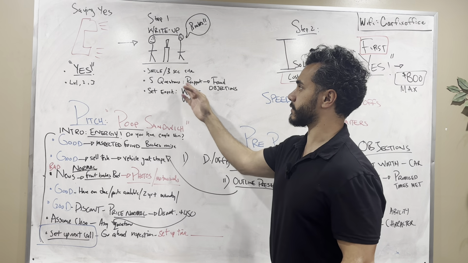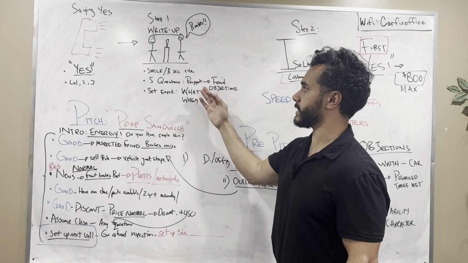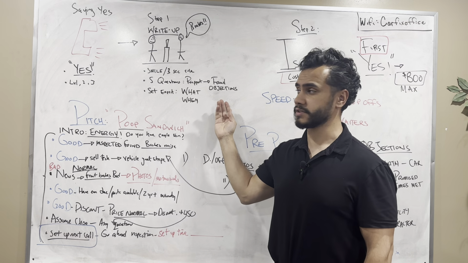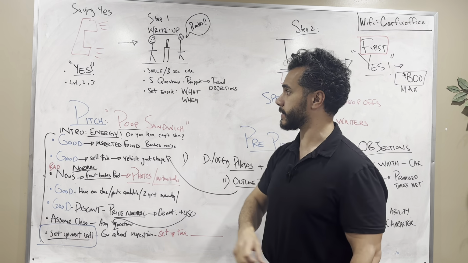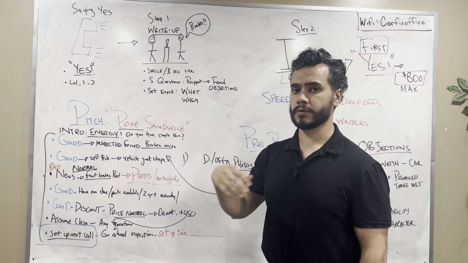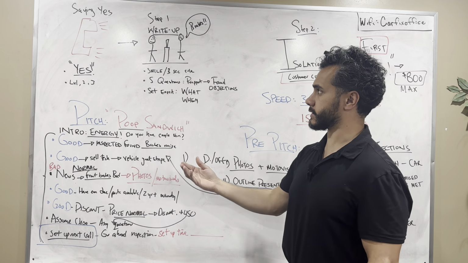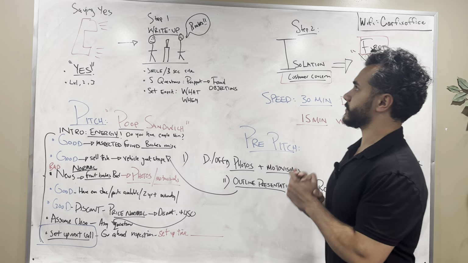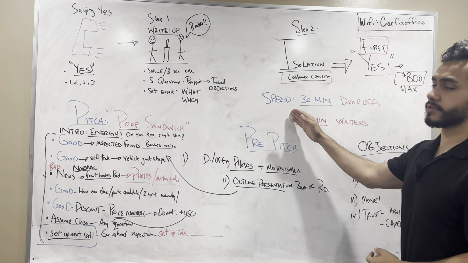And what you did with those 5 questions was you made the customer feel at ease, but you were also able to find your objections and overcome them, or plan to overcome them. And then you set expectations of what we're going to do and when we were going to contact the customer. Now, the when is very important because speed is equal to sales.